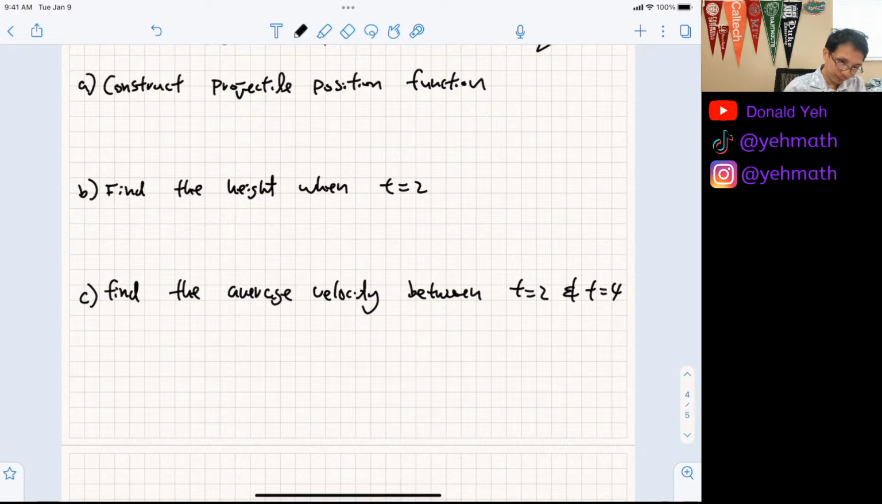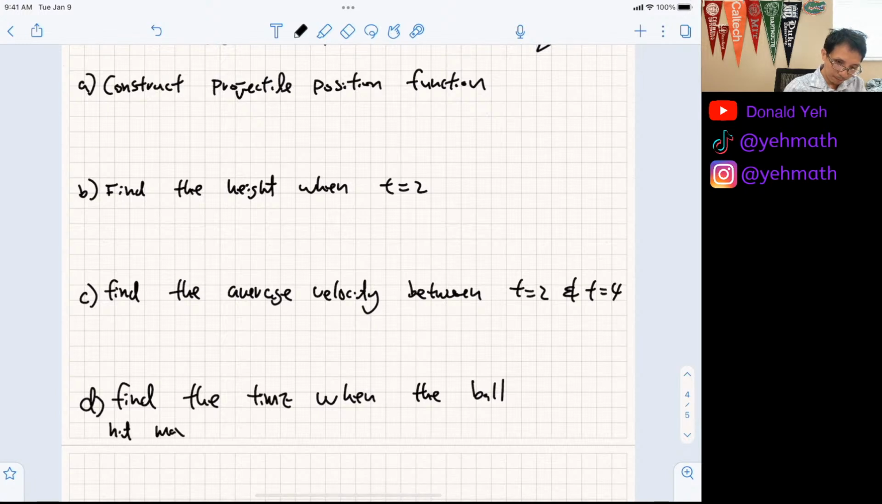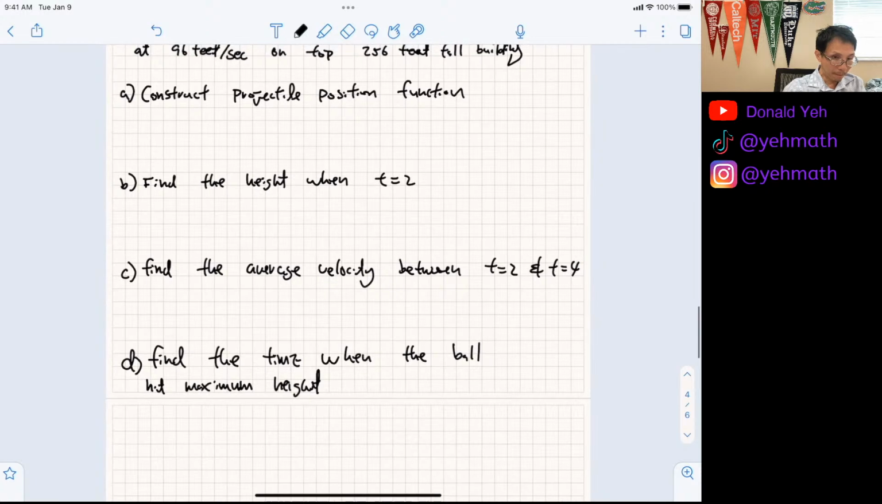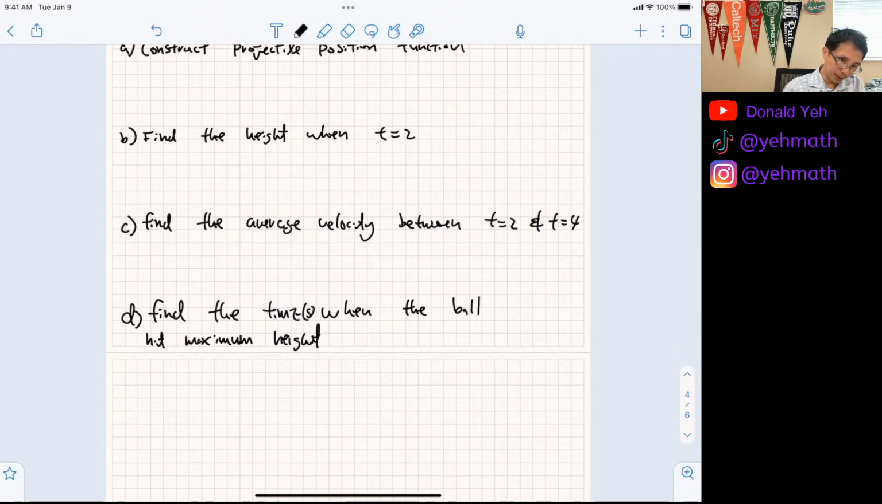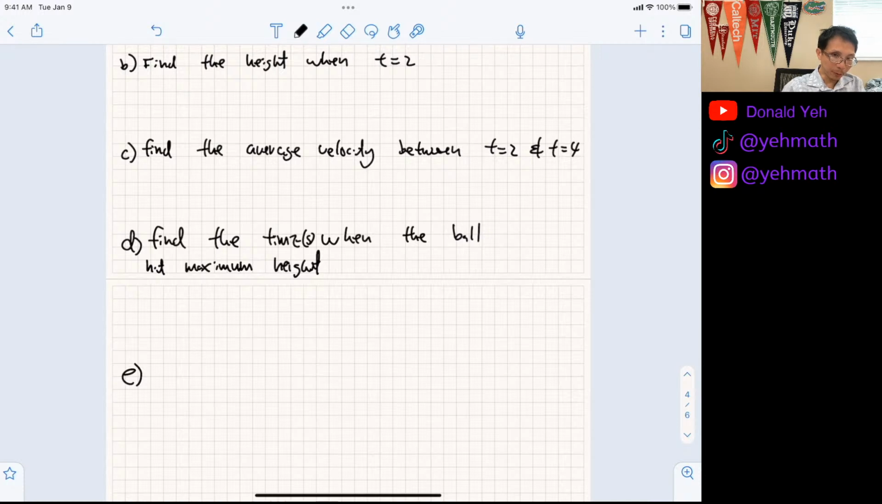D, can you find the time when the ball hits the maximum height? Nearest second? No, you want to find the time. Yes, seconds. We're going to say seconds. E, we have multiple parts, like I said. Can you find the maximum height?